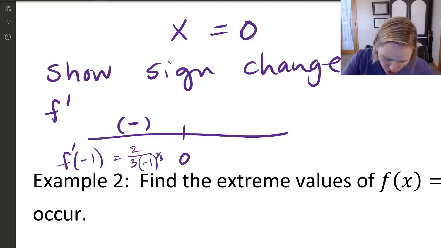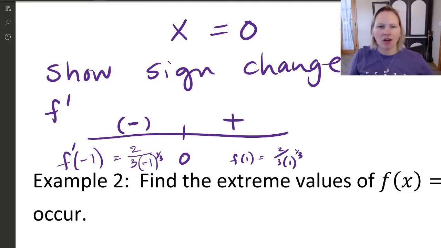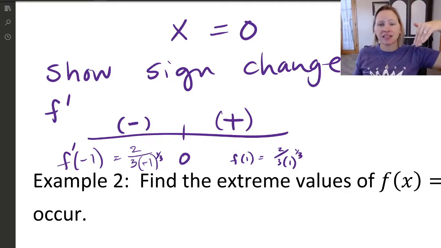Now I'm going to go to the other side here, and I'm also going to find something like f of 1. Well, when I do f of 1, I get a positive number. I don't even need to work it out. I don't care what the number is. I just care if I can tell is it positive or negative. Now, here's what we've just shown. We have shown that we have a sign change where my f prime is negative and then positive.